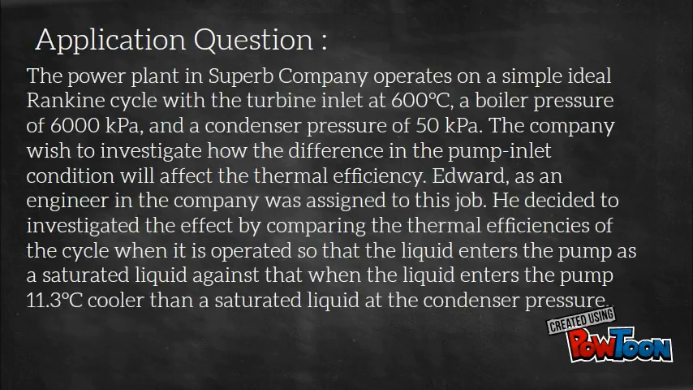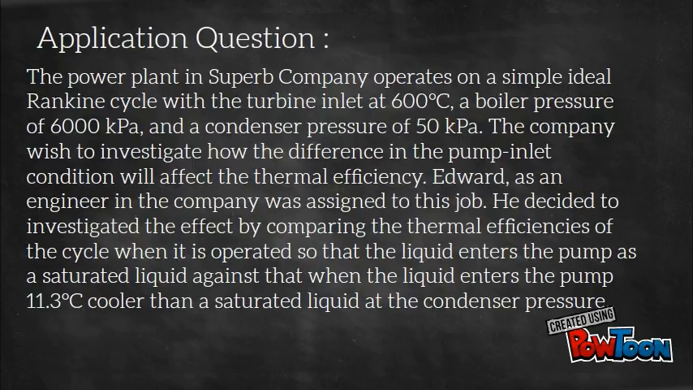Application question. The power plant in Superb Company operates on a simple ideal Rankine cycle with the turbine inlet at 600 degrees Celsius, a boiler pressure of 6,000 kilopascals, and a condenser pressure of 50 kilopascals. The company wished to investigate how the difference in the pump inlet condition will affect the thermal efficiency. Edward, as an engineer in the company, was assigned to this job.